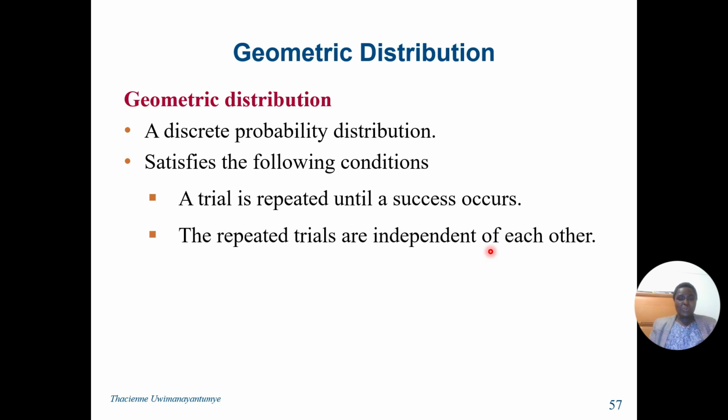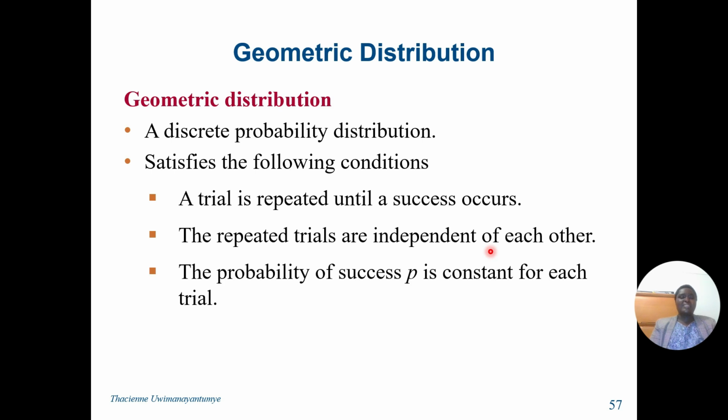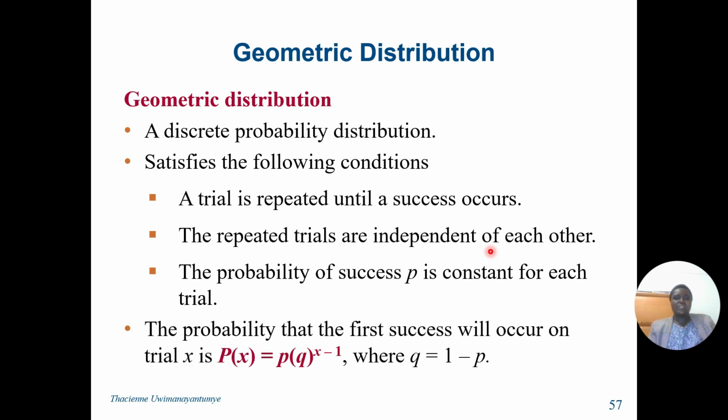Next, it also satisfies this condition: the repeated trials are independent of each other. We also have independence like for binomial distributions. And next, the probability of success p is constant for each trial. So the difference between binomial and geometric is that for the binomial, we don't need to have a success to stop. But for the geometric, we stop only when we have a success. And the probability that the first success will occur on trial x is equal to p times q to the power x minus 1, where q is equal to 1 minus p.